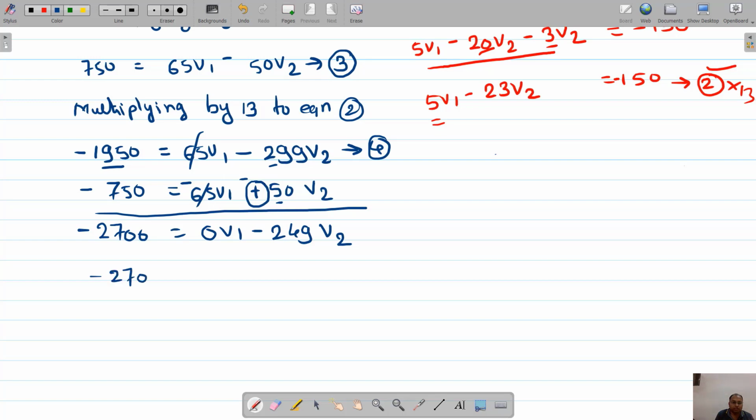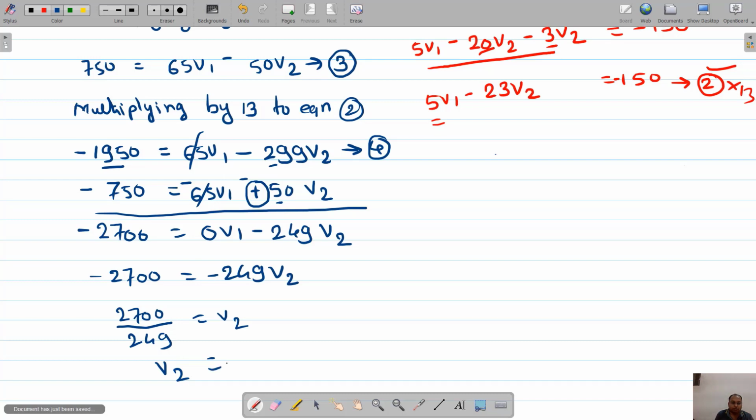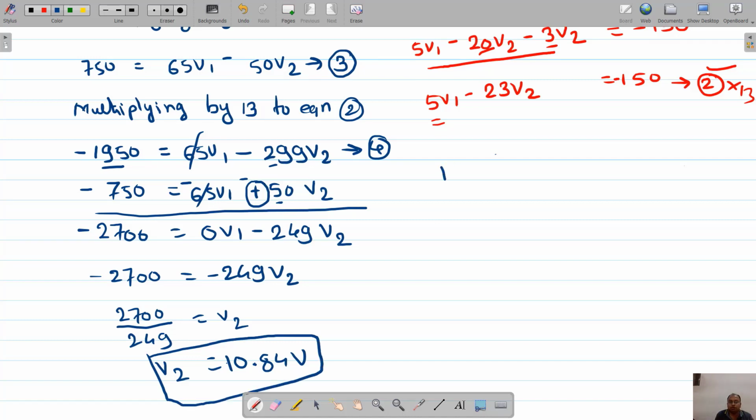Therefore minus 2700 is equal to minus 249 v2. So we can cancel out minus terms. Therefore 2700 divided by 249 is equal to v2. Let me calculate it. It is coming as 10.84, so v2 is coming as 10.84 volts. So this is the value of voltage v2. Is that fine?